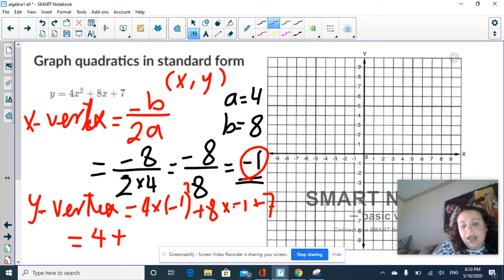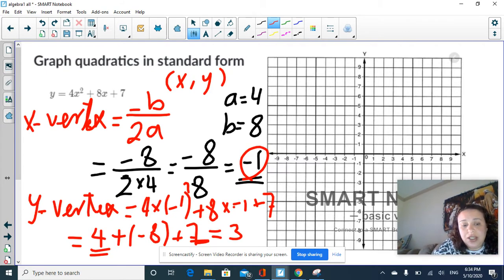Plus 8 times negative 1 equals what? Yes, negative 8, plus 7. 4 and 7, the positive numbers, 4 and 7 equal 11. 11 plus negative 8 or 11 minus 8 equals 3. Good. This is the vertex. X coordinate is negative 1. The y coordinate is 3. That means the vertex is negative 1 comma 3. Remember that. Negative 1 comma 3.